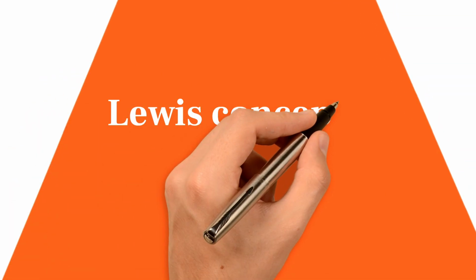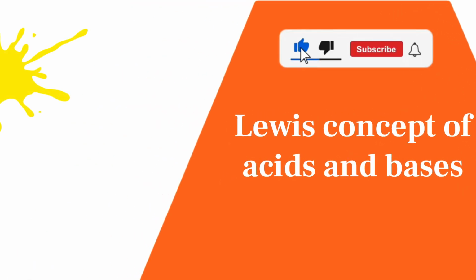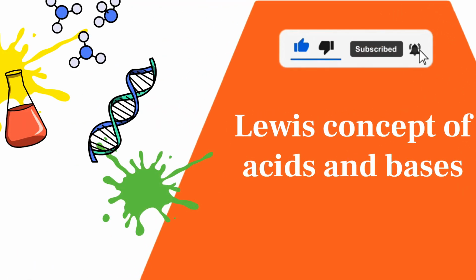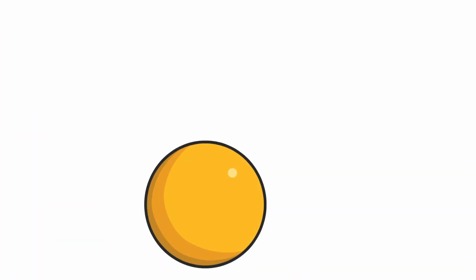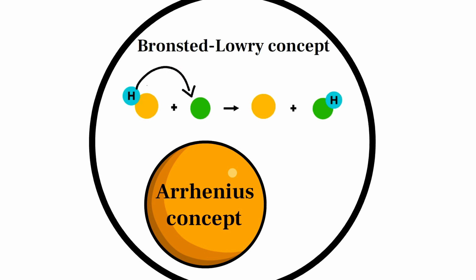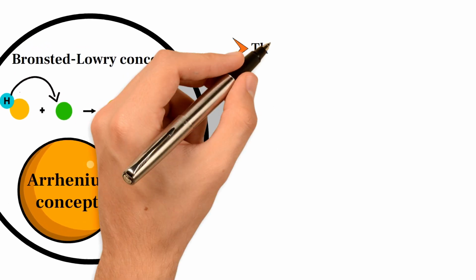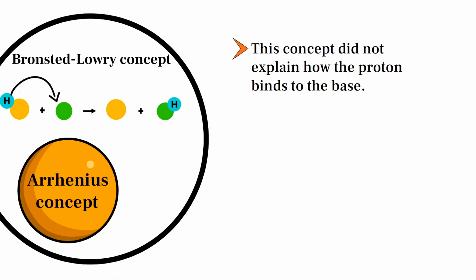Lewis' concept of acids and bases. In the previous 3 parts, we learned about the Brønsted-Lowry concept of acids and bases, which depends on the transition of the proton from the acid to the base. However, this concept did not explain how the proton bonds to the base.